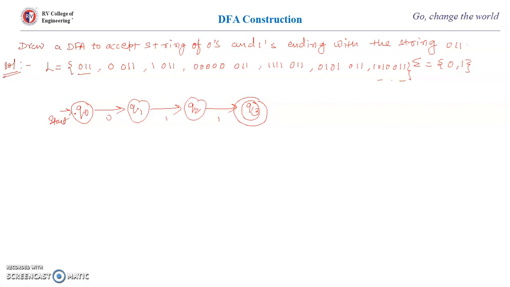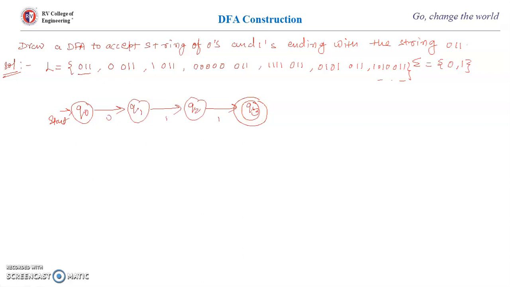After this, we need to see the transition from each state for all possible inputs. That means I have a total of 4 states here, Q0, Q1, Q2 and Q3. From Q0 we need to show the transition for 0 and 1. From Q1 we need to show the transition for both 0 and 1. From Q2 we need to show the transition for 0 and 1, and from Q3 also we need to show the transitions for 0 and 1. So now how will we decide?